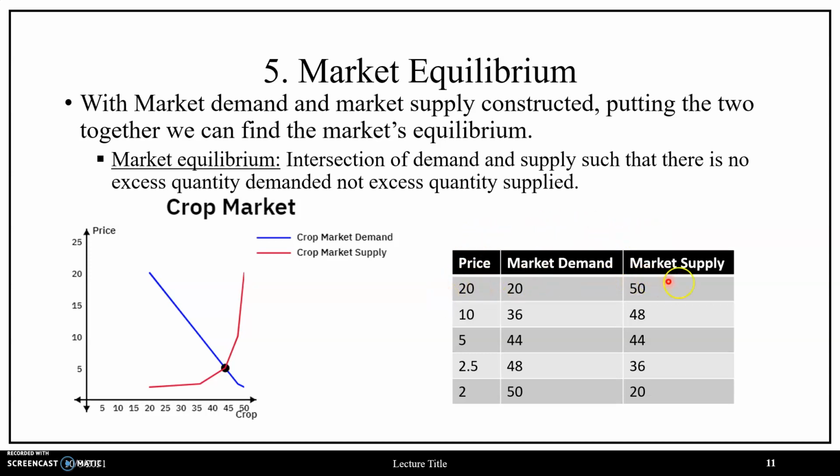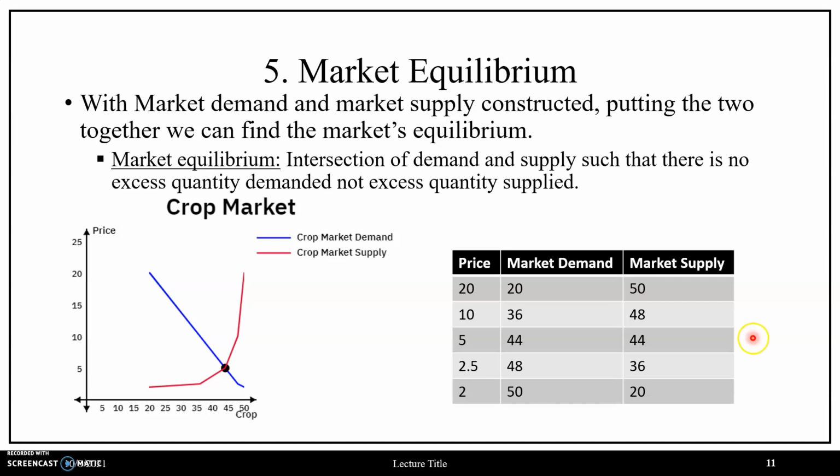At a price point of 20, market demand is 20, while market supply is 50. Since supply is greater than demand, there's an excess of supply going on in this market. At a price point of 10, market supply is 48, while market demand is 36. This does not constitute equilibrium given that market supply exceeds market demand.